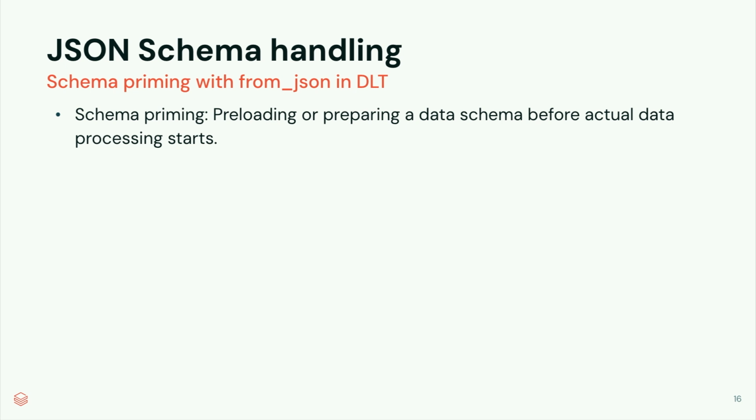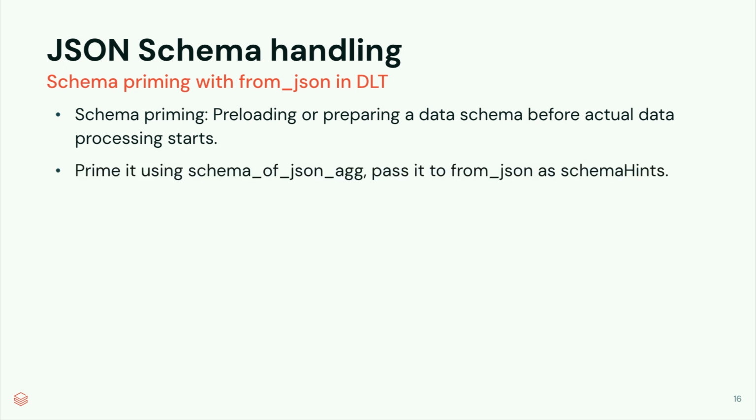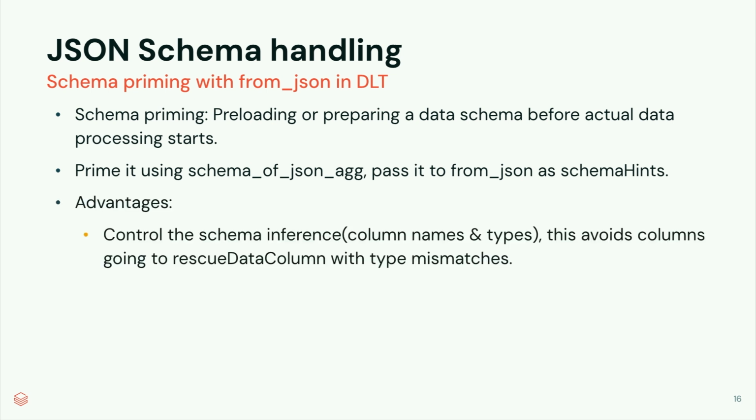So how this can be done is using the schema of JSON hack, the same technique that from JSON uses under the hood, right? So what you do is you do a schema of JSON hack and store the schema, and then you pass it as a schema into from JSON. That way you're priming, right? The advantage of priming is you can control the schema inference and evolution, although it's handled automatically. Like in the previous example where int field 2 originally came as a long or an integer, and now the type changes, right?